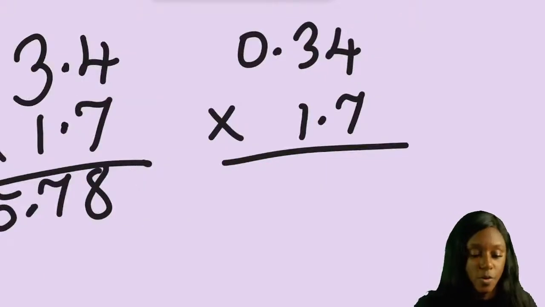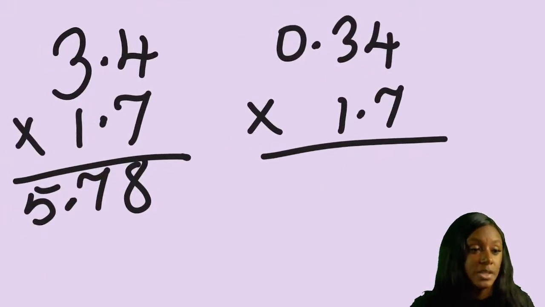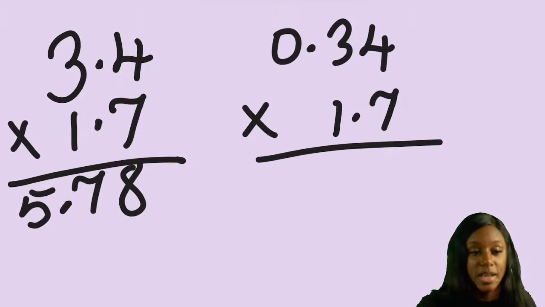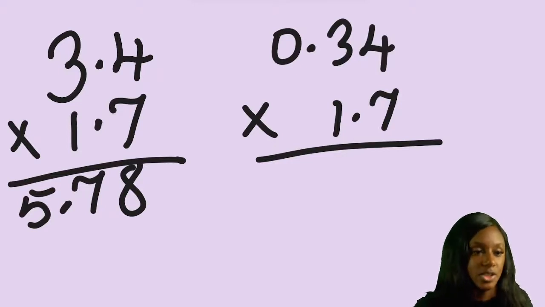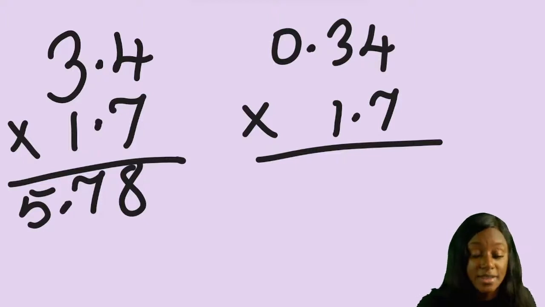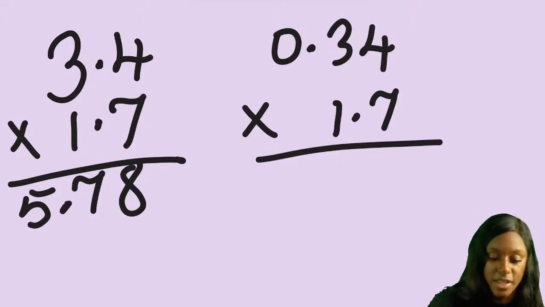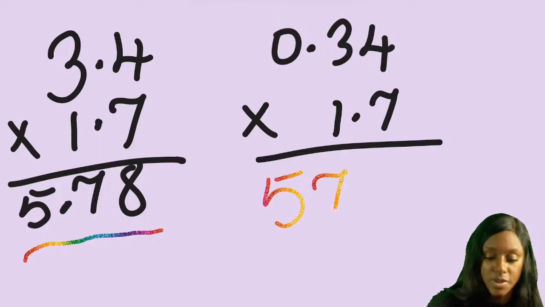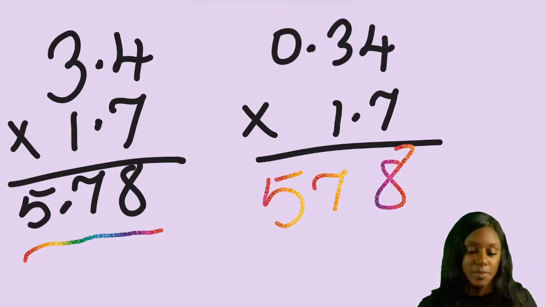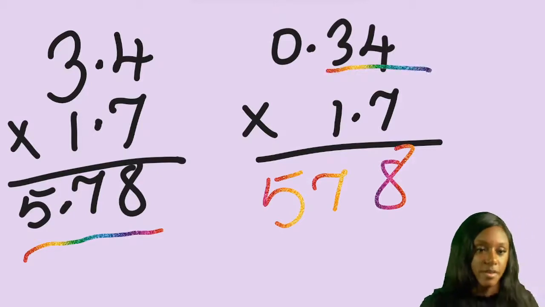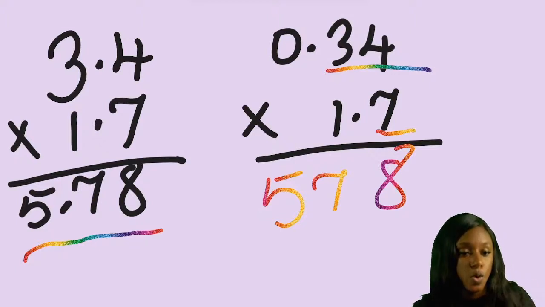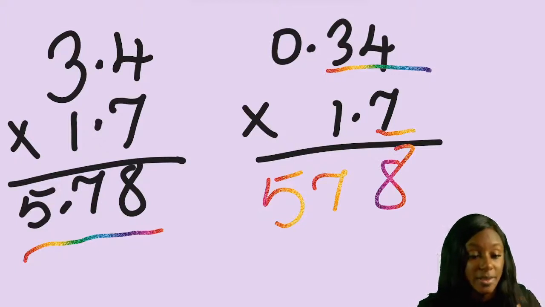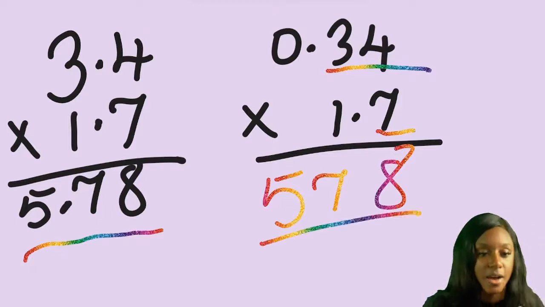So again, the question says 3.4 times 1.7 is 5.78. The next question, I still see 3, 4 as my digits. Then I see 1 and 7 again as my digits. So this means that my answer is also going to have 5, 7, 8. But then where do I place the decimal point? I have 2 digits up here. I have 1 digit here after the decimal point. 2 plus 1, that's 3. So this means that my answer will have 3 digits after the decimal point.